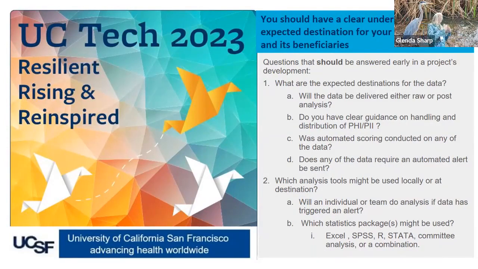One of the features in REDCap is, if you have something like the PHQ-9 where you have a tendency to score your project, there's automatic scoring that can be conducted, and that field can be on the same instrument but hidden. When that instrument is saved, the scoring is done, and you can be notified of somebody who scores at a level that's of concern or out of range. And does any of the data require an automated alert to be sent?